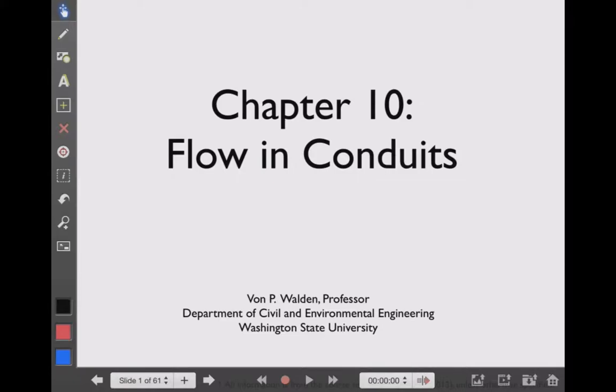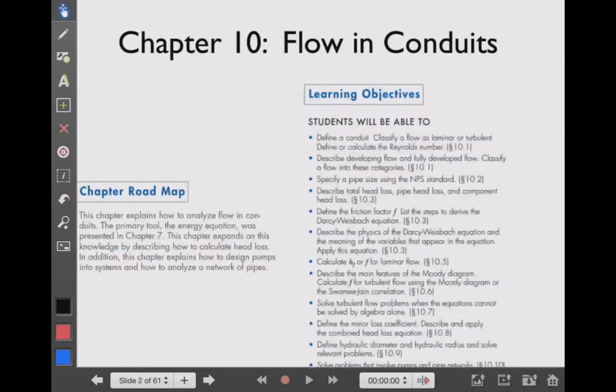All right, we're going to talk about section 10.6, turbulent flow and the Moody diagram, in chapter 10, flow in conduits. So we are right here in this portion of the chapter, and this is a very important section. It allows us to determine the friction factor, or if certain information is given, we can find the Reynolds number. It's a very, very important graph in fluid mechanics and conduits.